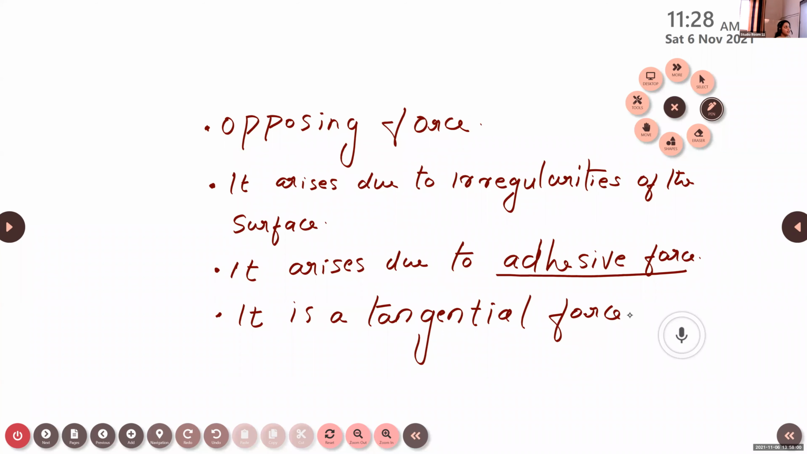Okay, so these are the different characteristics of frictional force. The force which opposes the relative motion of an object is known as frictional force. As we told here, it is a contact force. If and only if contact between the two objects occurs, then only does frictional force exist between those objects. And as the definition says, it is an opposing force. It arises due to the irregularities of the surface, and it arises due to the adhesive force. It is a tangential force. So these are the different characteristics of frictional force. Is it clear?